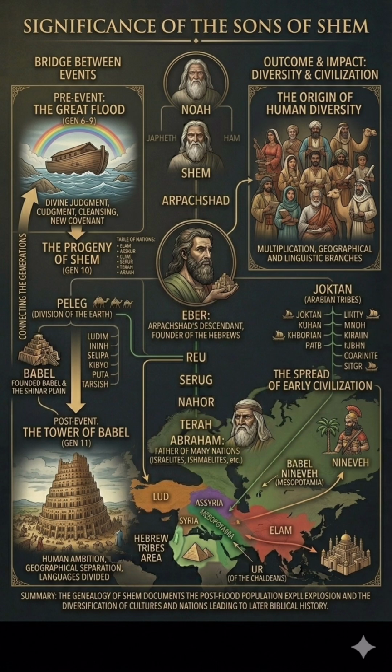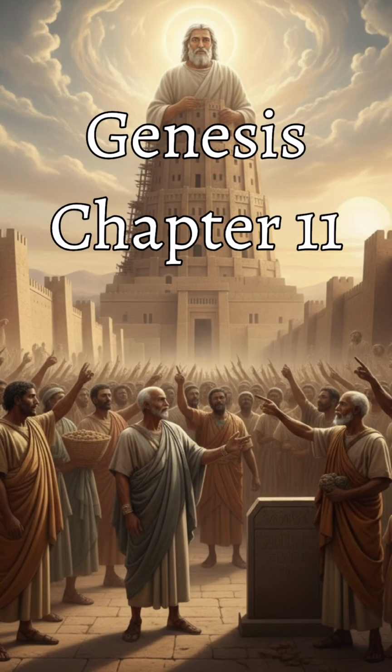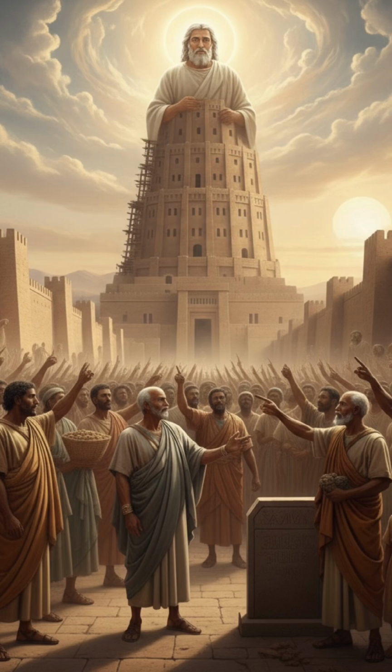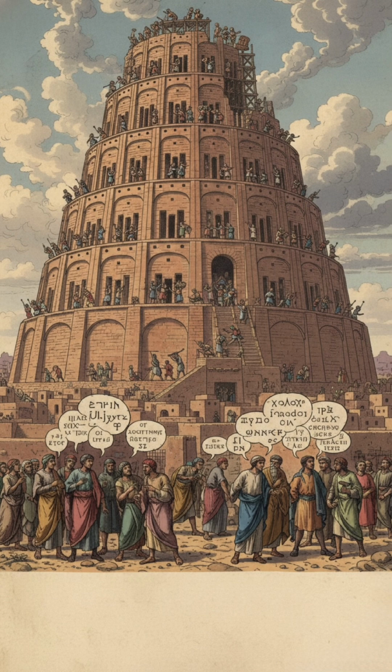This chapter functions as a bridge between the flood and the Tower of Babel, showcasing the origin of human diversity and early civilizations. Genesis 11 narrates the story of the Tower of Babel, where united humanity attempts to build a tower reaching heaven. God intervenes by confusing their languages and scattering them across the earth, halting construction and creating the city of Babel. The chapter concludes with the genealogy of Shem leading to Abram and his family's journey from Ur to Haran.